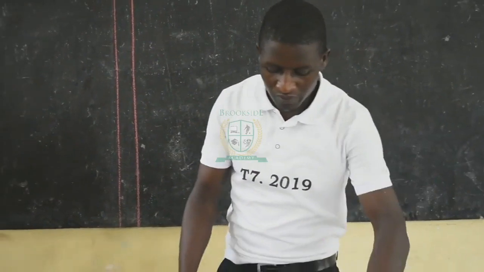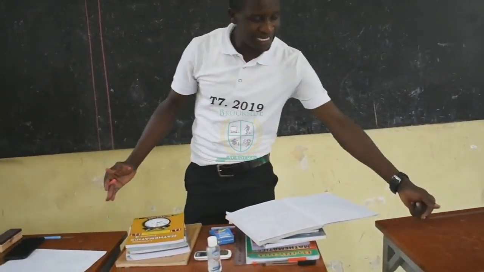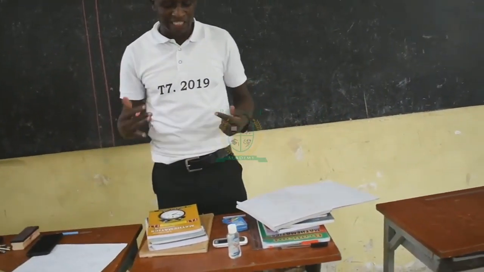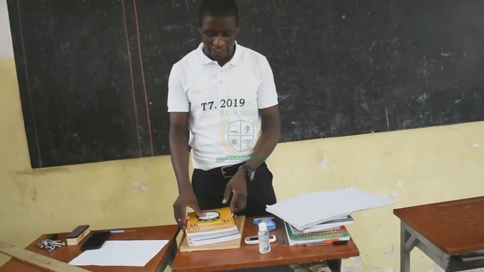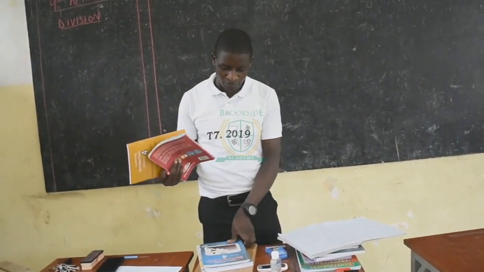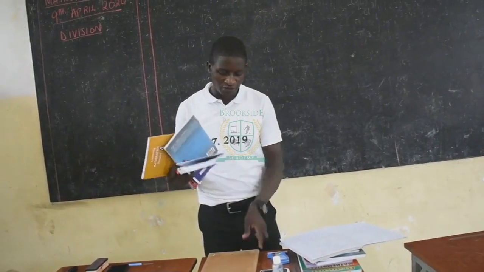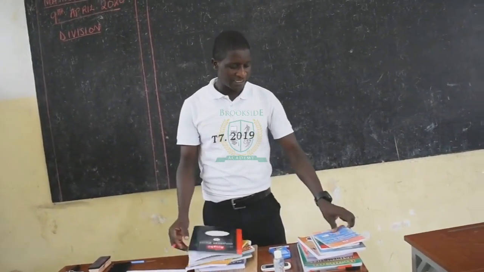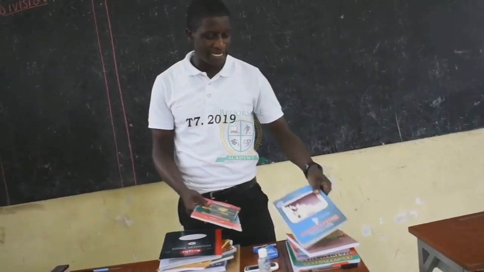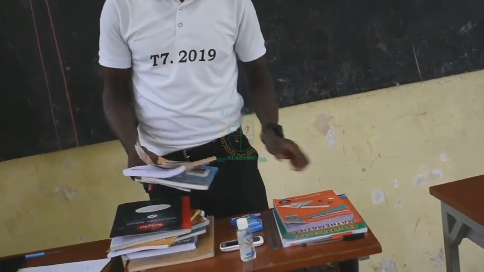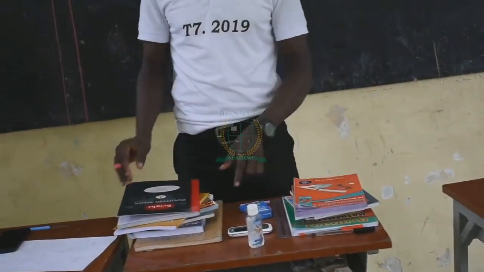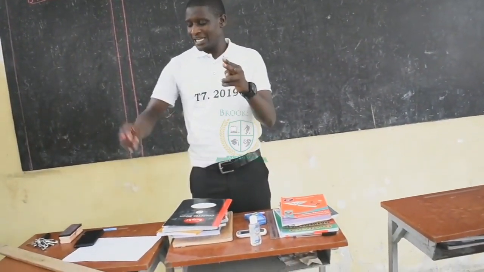For example, on my desk here, I have different books, and I have 2 pupils, one on my left and the other one on my right. I want to distribute these books. How many books are there? We'll count together. 1, 2, 3, 4, 5, 6, 7, 8, 9, 10, 11, and 12. These 12 books are going to be divided into 2 parts. That is, we are going to give 2 pupils equal parts.